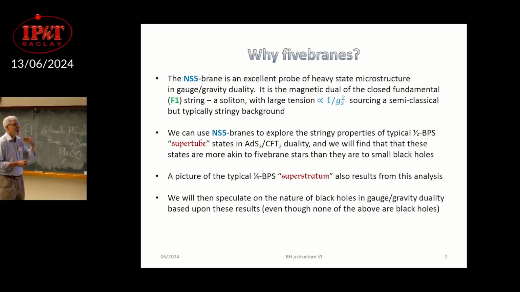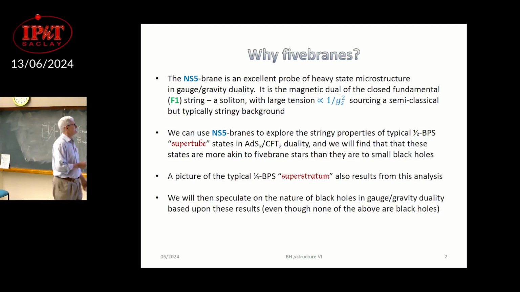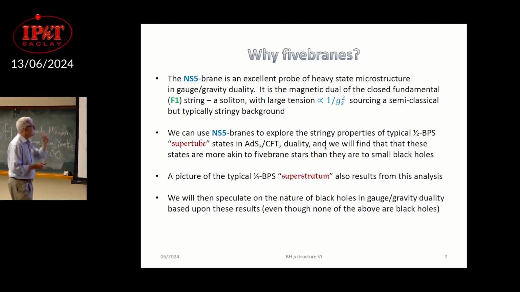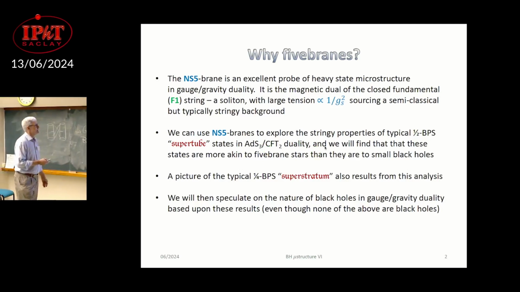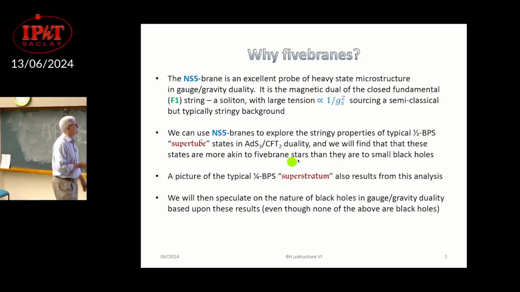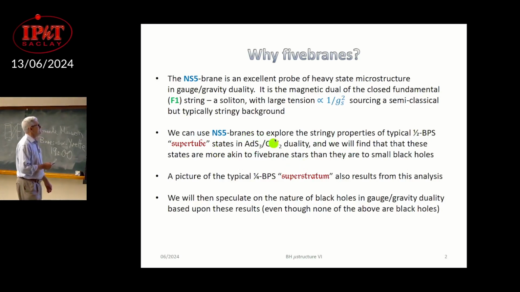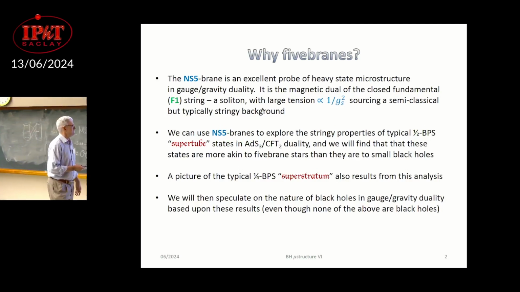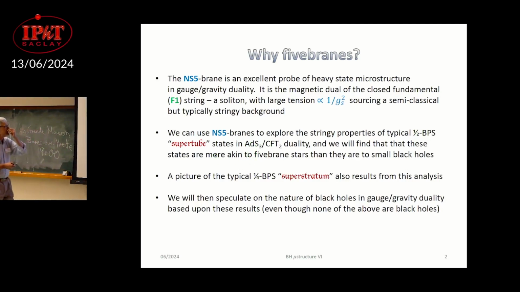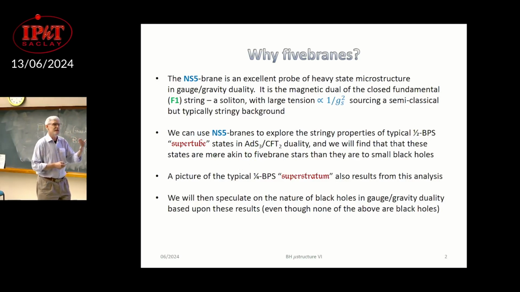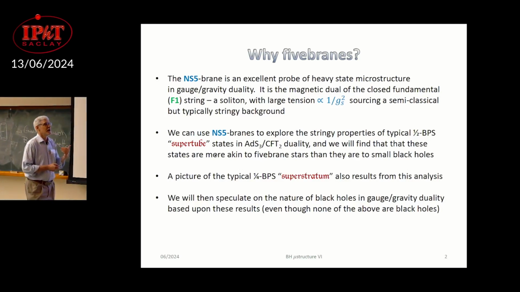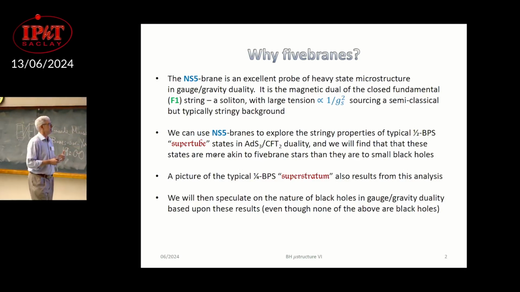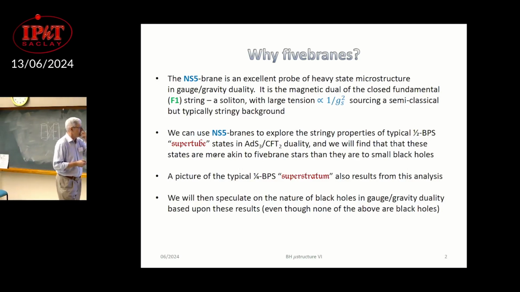We're after a bulk picture of the typical half-BPS microstate. What we'll find in the course of that study is that in this particular duality frame, the half-BPS states are not small black holes, but they're stars made out of 5-branes. And I want to use that to my advantage, because the kind of thing I'm after is what happens when that star collapses. What are the new degrees of freedom that become available when you have a star made out of 5-branes and it starts collapsing towards a black hole?